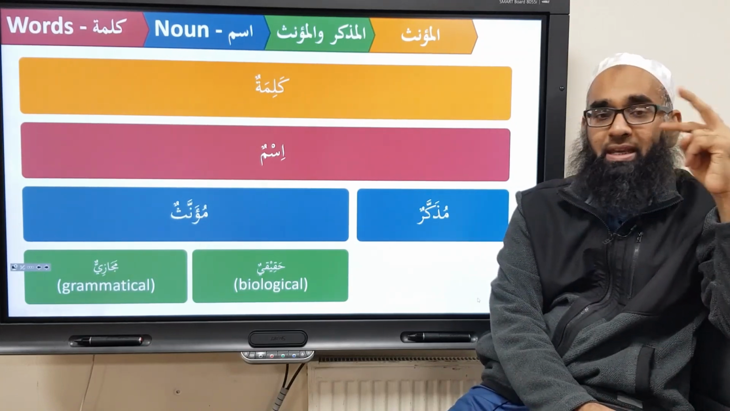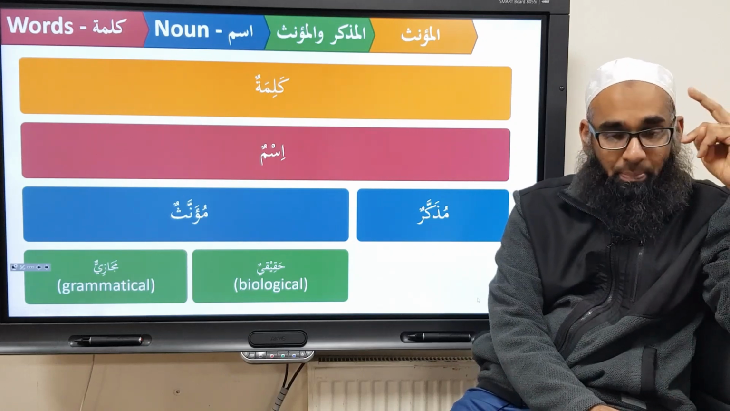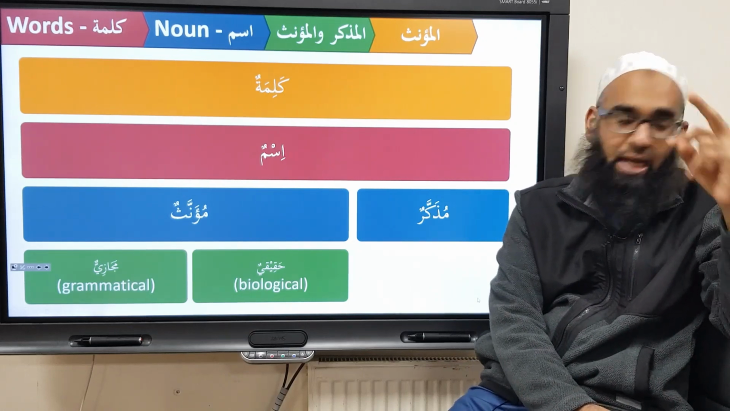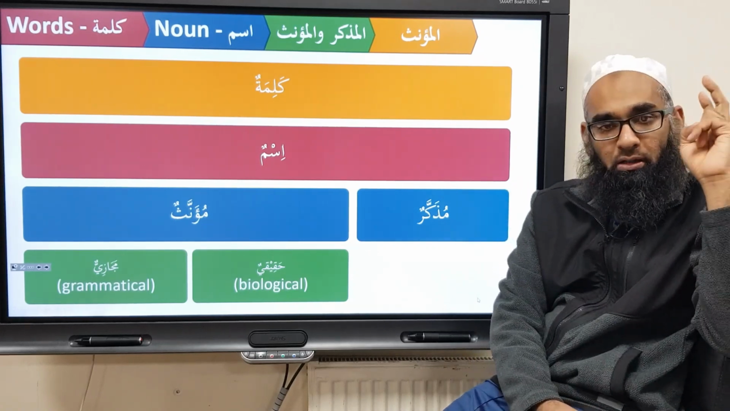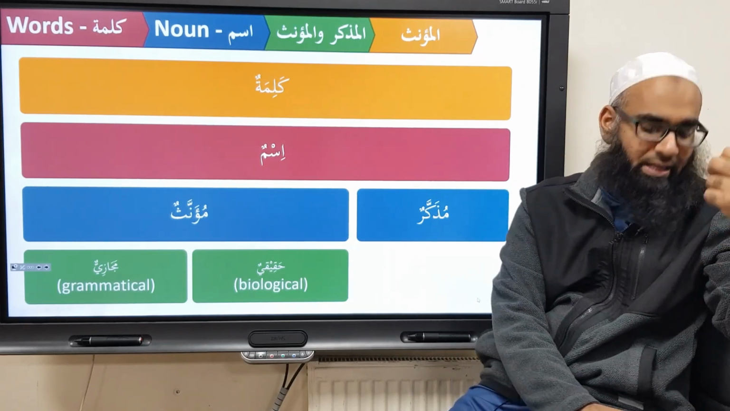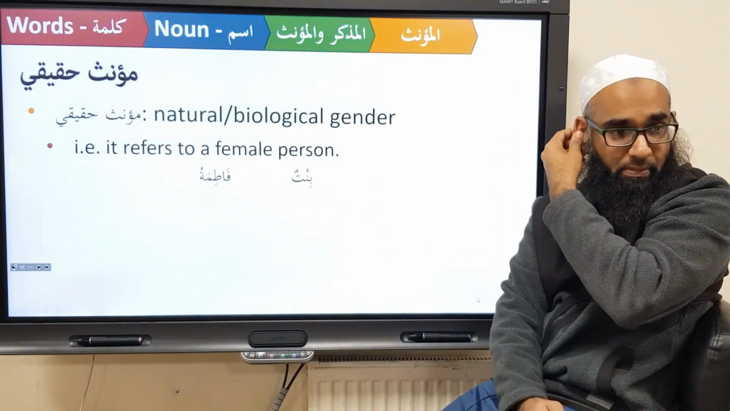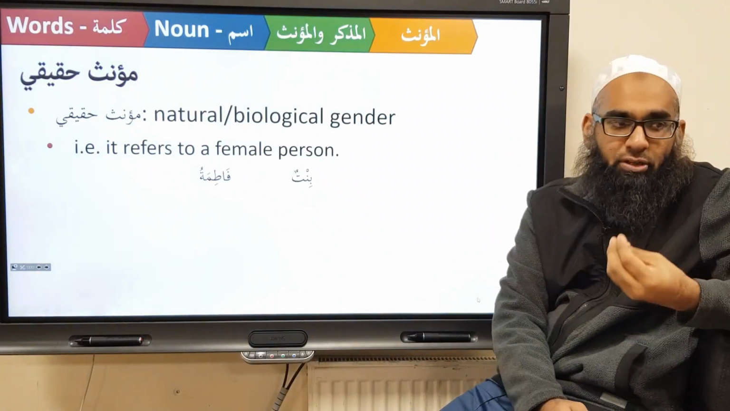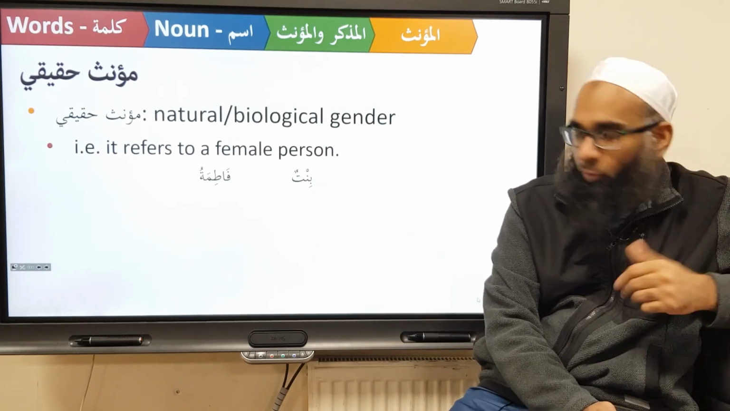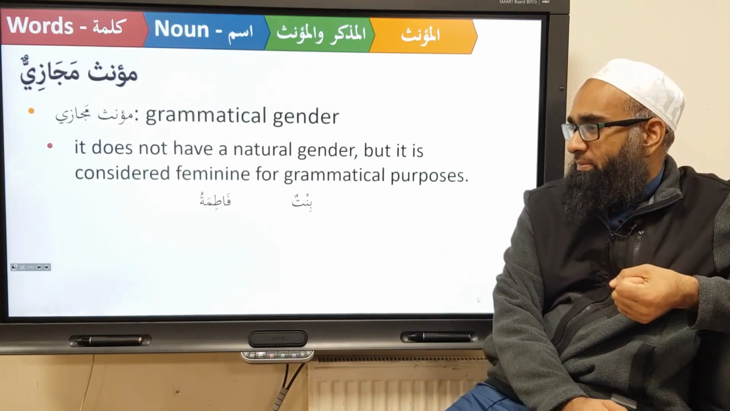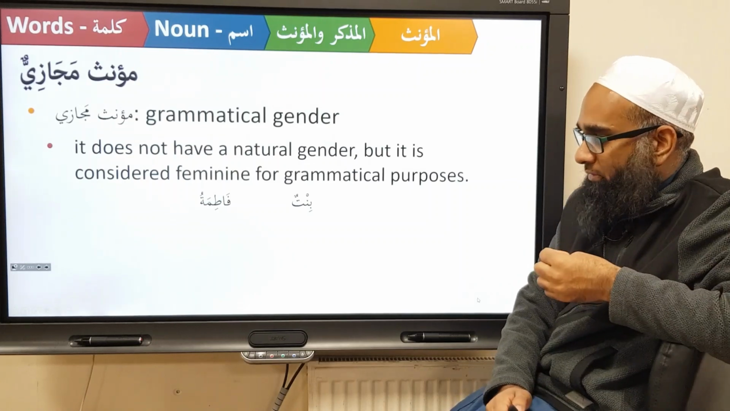What does haqiqi mean? It's literally real, meaning it's biological, it has a real gender. And mu'annathun majaziyun is not a real or actual gender, it's just there for grammatical purposes. So haqiqi means what? It actually refers to a female living person. Bintun, Fatima. We've done this before. And mu'annath majazi does not have biological gender. Okay?